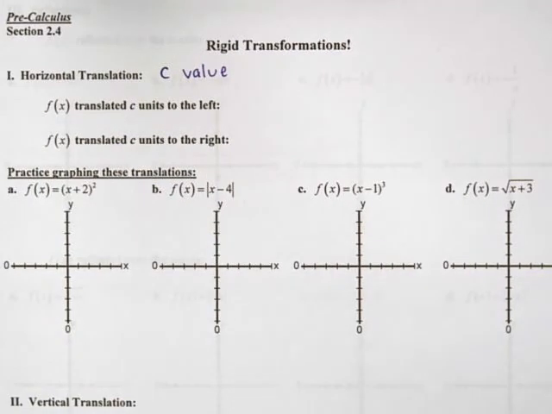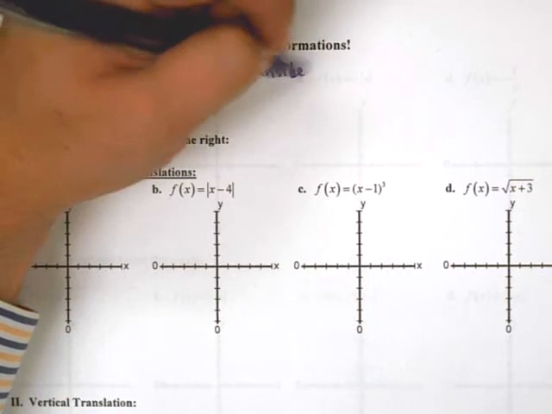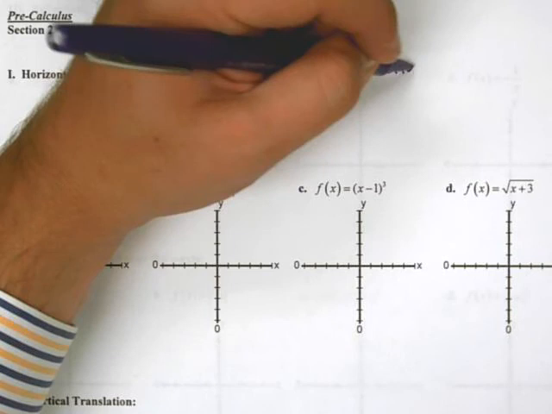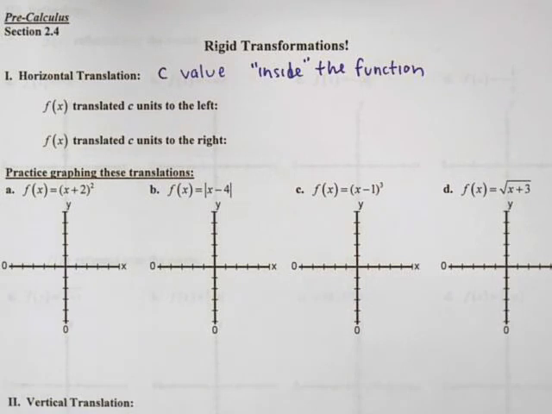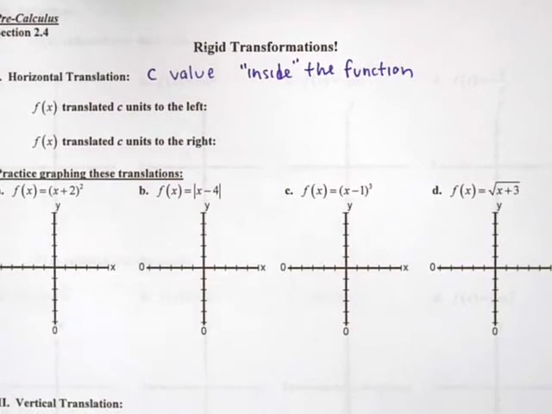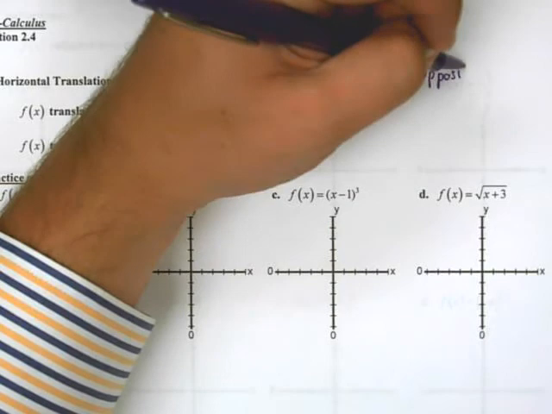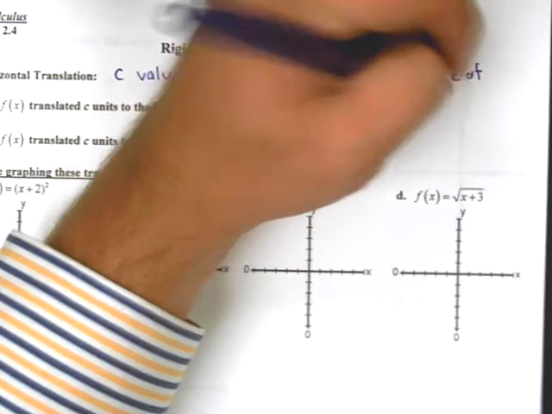The horizontal translation, or the C value, is always going to be inside the function. I'll explain a little bit more about that in a bit. But it's inside what the function is telling us to do. And it's opposite. It's the opposite of what you think. Opposite of what it looks like.